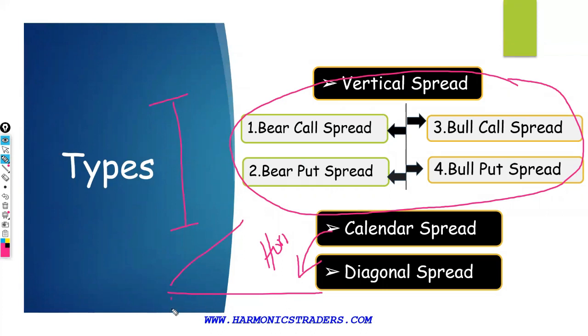So calendar, it is with respect to two different expiries. It means in this particular time you would be expecting some trend, and after these many days you are expecting some other kind of trend. Let us say next week you are bullish, but the week after, budget is there, and let us say you are bearish. So at that particular time you can initiate the calendar spread. That we'll discuss a little later.